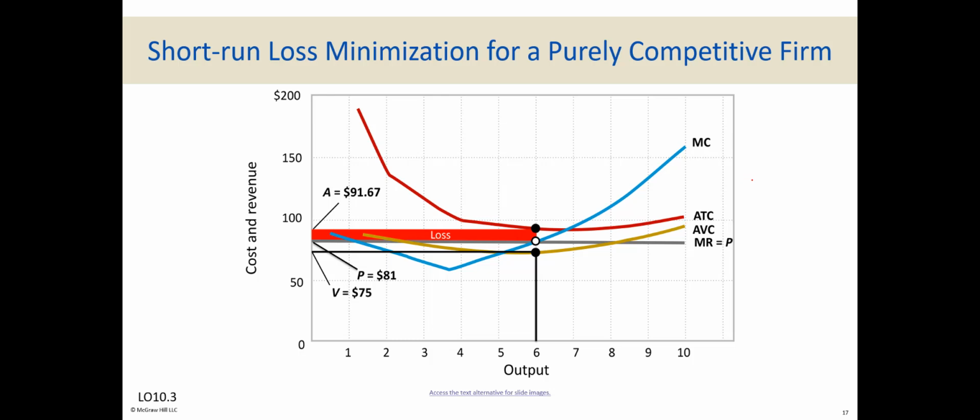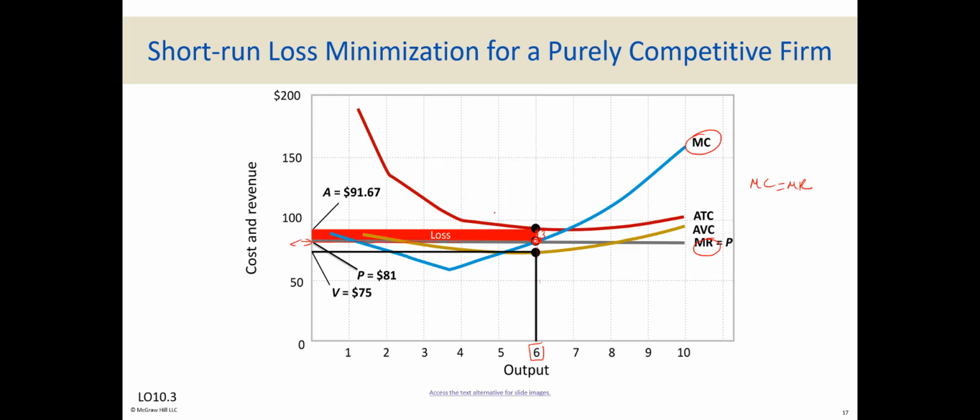Let's find out first loss minimization point. MC equals MR is the rule. MC is here, MR is here, and they intersect here, this point. So that means this firm needs to produce 6 units of output. At 6 units of output, price, which is here, as you see here, is less than per unit cost of producing that unit. So you're making a loss of this much, the difference between ATC and price.